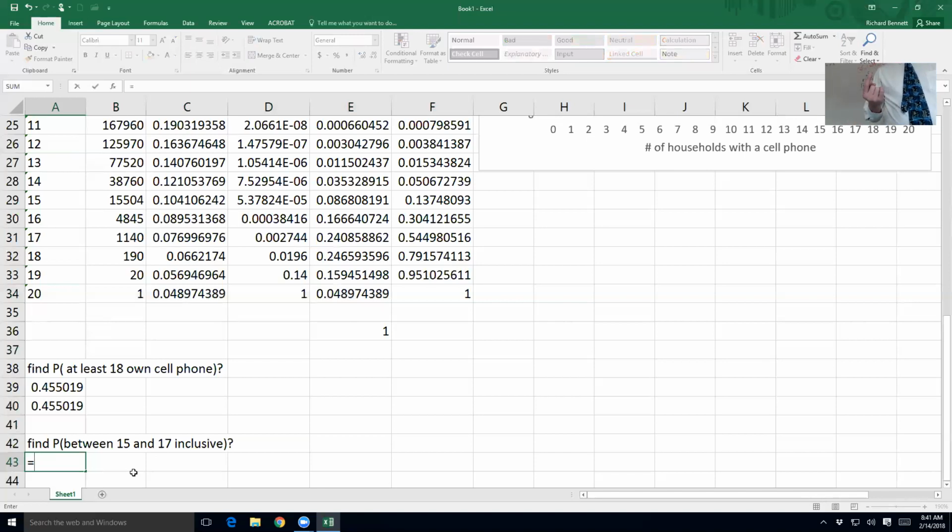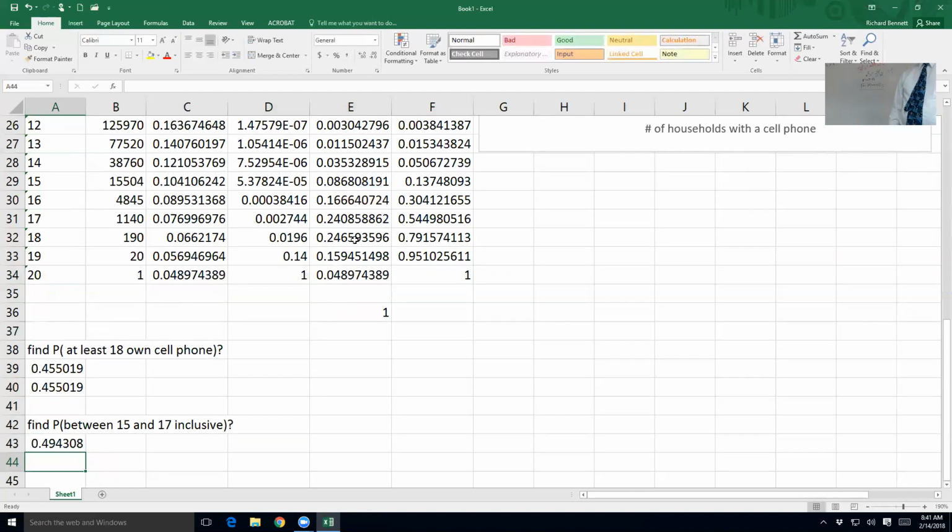But since I've got my table here, I could just go 15, which is this, plus 16 plus 17, right? That's the easy way to do it. If you don't have a table, you use this formula and create it for those three. That wouldn't be that bad, right? That would work out to be 0.494.